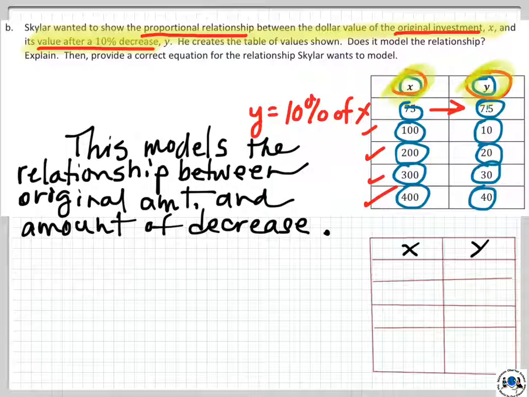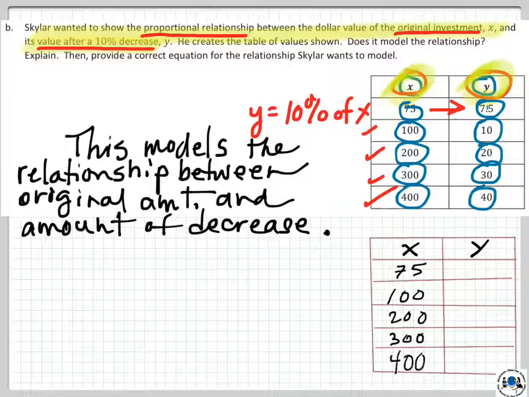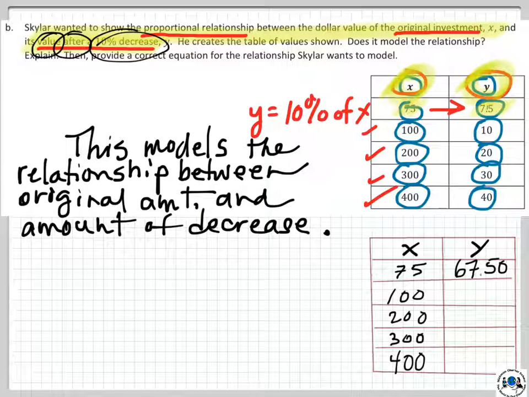So what I did here is I went ahead and made a new table and set it up like this again with our original amounts, the original amount of the investment. Now if we were to do this correctly, we'd model what he originally wanted to model, which was a relationship between the original investment and the value after.